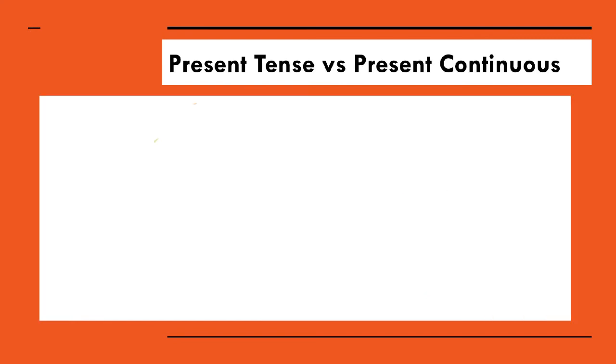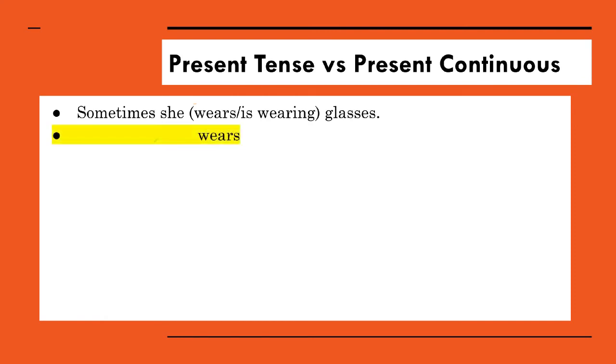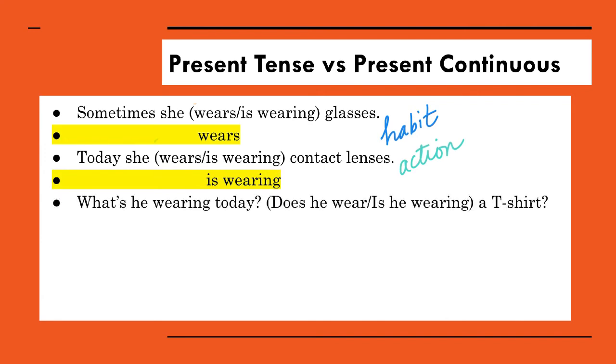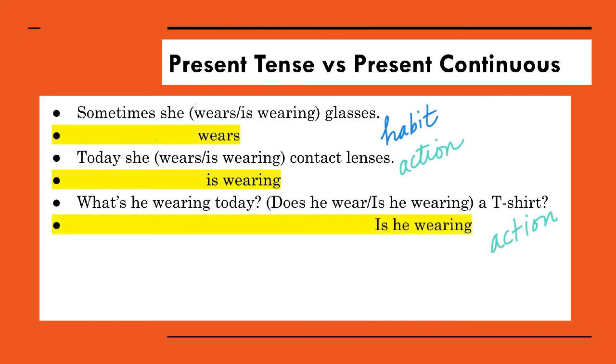Okay, so let's look at some examples. Should I choose simple present or present continuous? Well, this is a habit, right? Sometimes she does it. That's her habit. So, simple present for habits. Today she's wearing. She has the control, the power to stop, to change. This is an action, present continuous. This one, another one that is present continuous because the subject has the power to stop doing it. Notice that the helping verb changes for questions in simple present compared to present continuous.